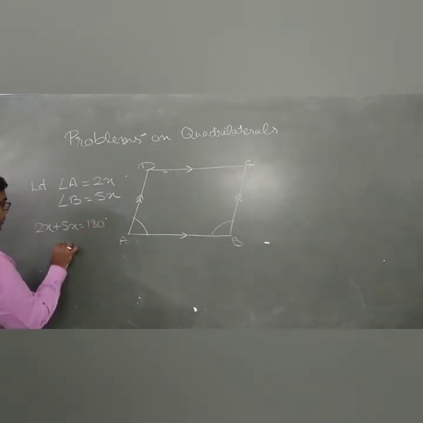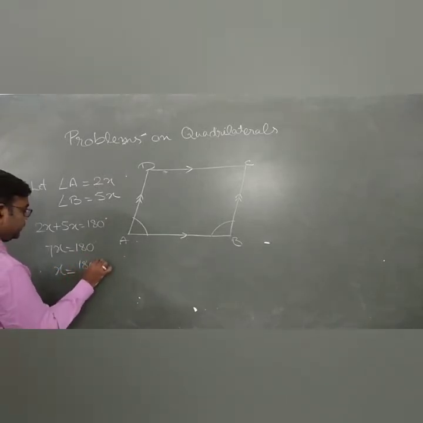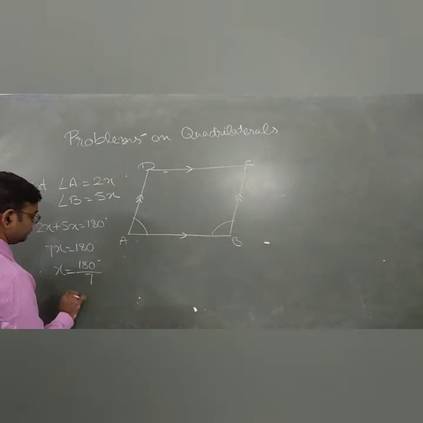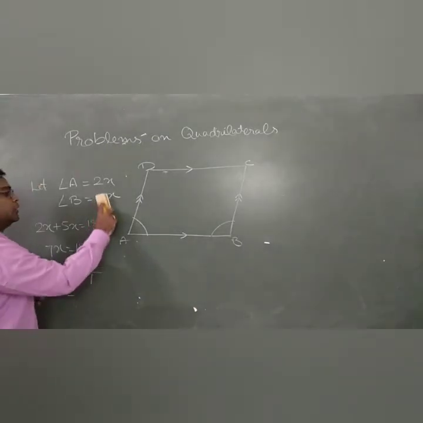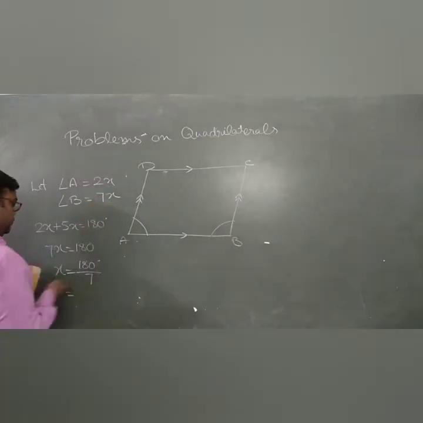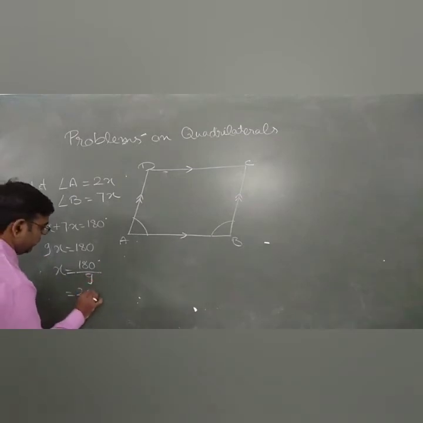From this we can easily find out the value of x. It's 180 degrees upon 7. It must be a mistake, sorry. I wrongly noted the question. It's 2:7. So here we can write it as 9x equals 180, so the value of x is 20 degrees.